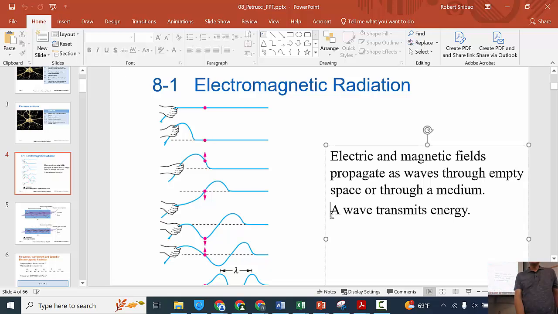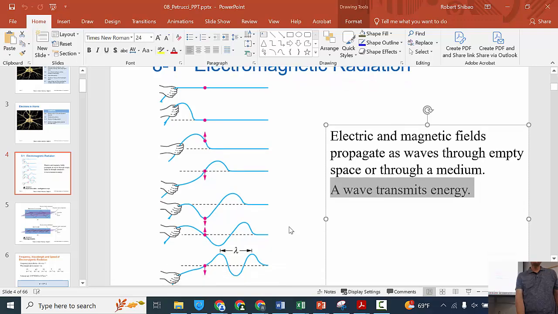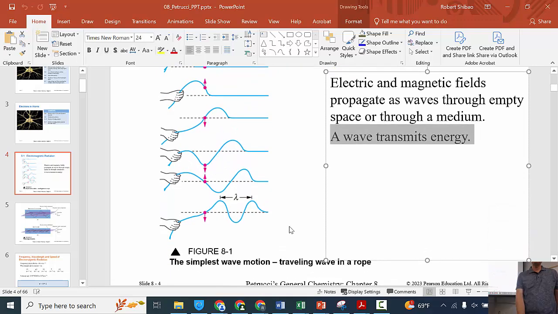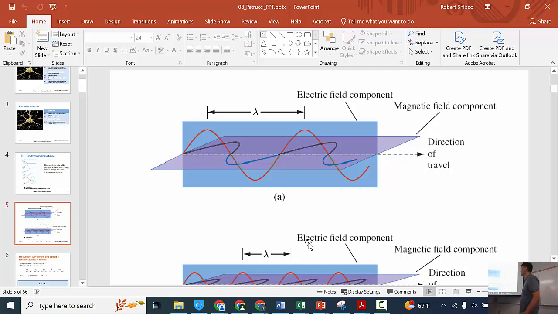A wave transmits energy. A wave itself is not matter. And you know this because if you get hit by a wave in the ocean, you can feel the energy of that wave. But a wave in the ocean is different than a wave of light. And so let's talk about that here. One thing is how fast light moves. Do you know how fast light moves? The speed of light. And how fast is the speed of light?